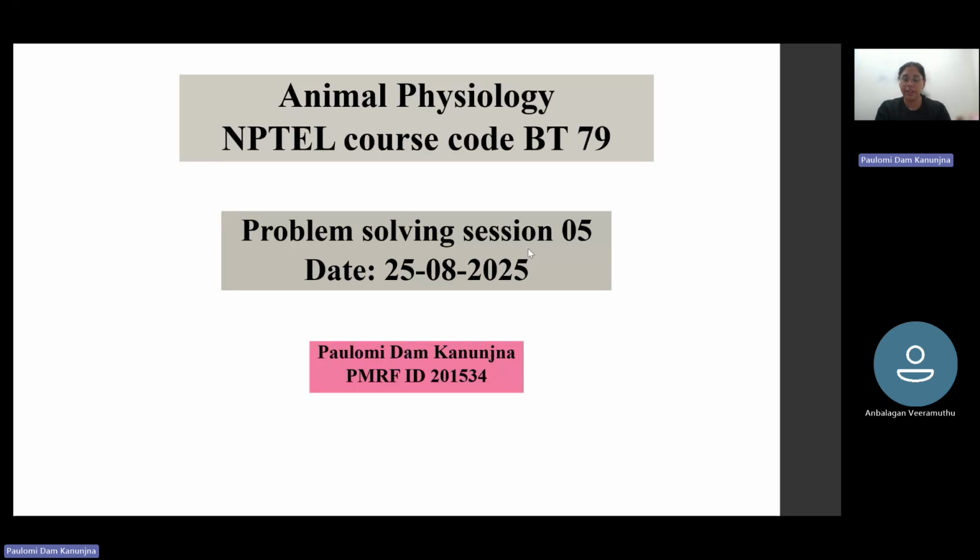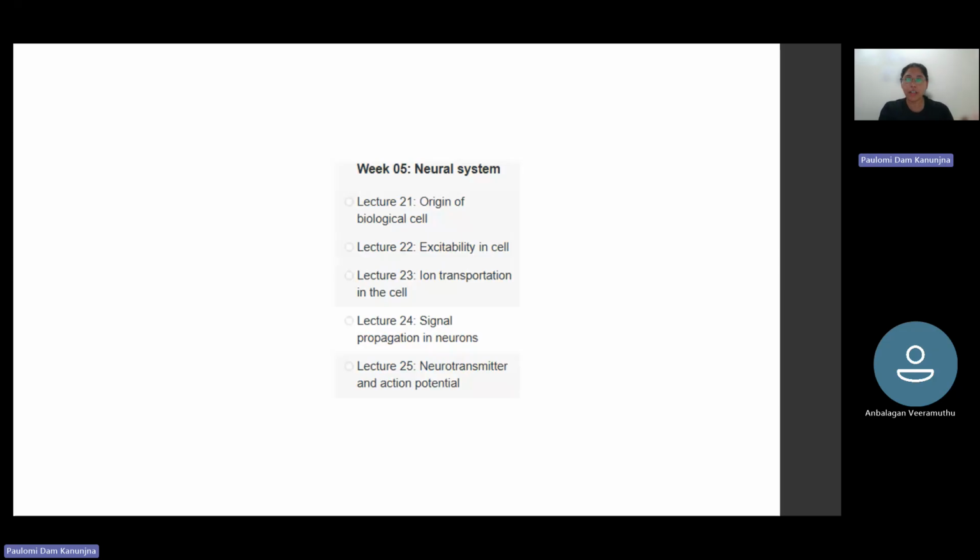And like always, if you look at week 5's topics that were covered, that was mostly about the neural system. As was discussed in the lecture sessions also, it began with origin of biological cell, because we need to first understand cells so that we understand which cells are involved in this relay of information. And once we understood cell, which was a very brief topic that the professor covered about evolution of cell, how the closed structure of cell originated.